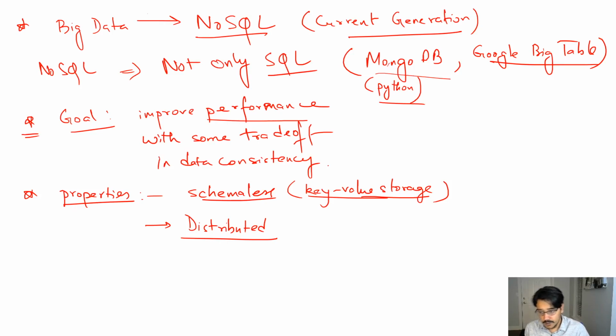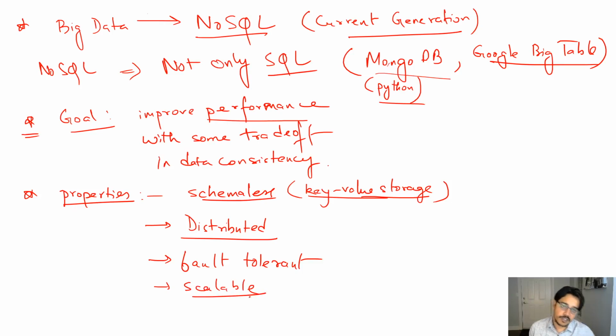Of course there are other properties which make them very highly fault tolerant, right? And they are scalable as well. There is only a limit to how much data you can insert in a relational database. After a certain point, it won't be able to perform that well when you compare it against these types of NoSQL databases, right?